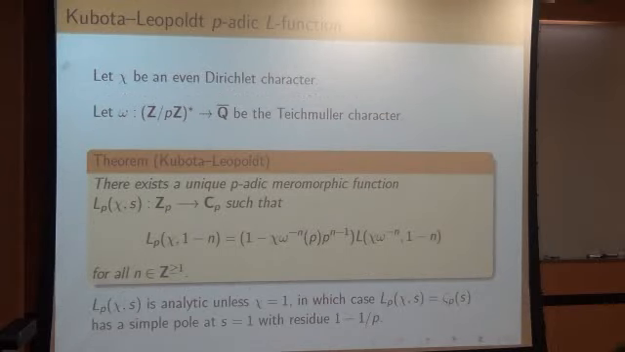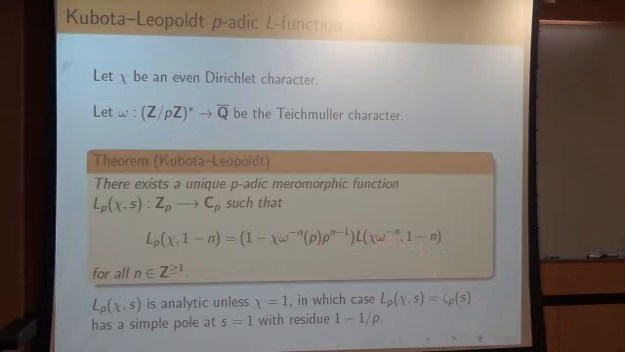The Kubota-Leopoldt p-adic L function is defined when you have an even Dirichlet character, and you have this omega, which is the Teichmuller character. There exists a unique p-adic meromorphic function, which is actually analytic unless chi is the trivial character, such that the interpolation property is interpolating these critical values. So this character and this integer 1 minus n for n greater than or equal to 1 satisfy the criticality condition of parity that I said: this applied to negative 1 is equal to (-1)^n. So that's when n is even.